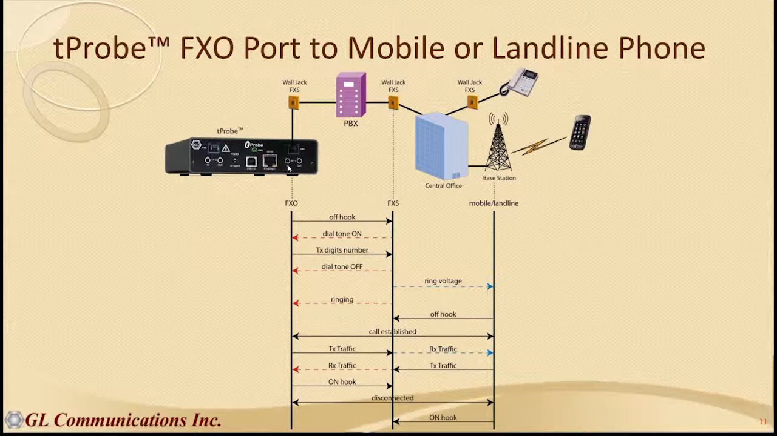So the tProbe can emulate an actual phone, and the phone can be any worldwide phone. It could be a European phone. We emulate all of these two-wire protocols. So we go off hook, we hear the dial tone, transmit the digits. The dial tone is interrupted because of the digits, and the far end is rung here, and we hear the ring back here, and so on. So this is the entire two-wire protocol.